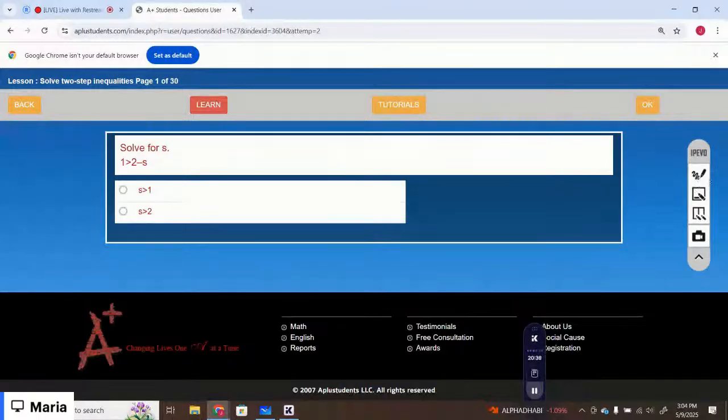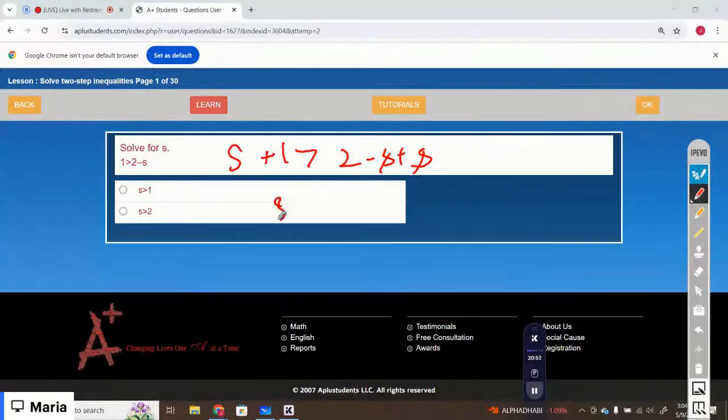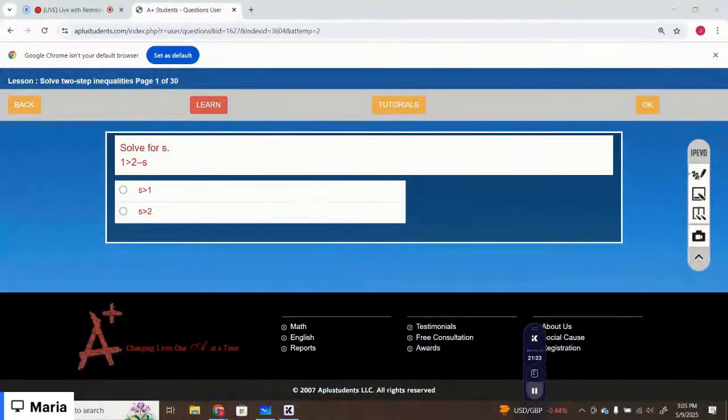Solve for S. 1 is greater than 2 minus S. So just add S to both sides, right? S minus S is cancelled. That is 1 plus S. Now subtract 1 from both sides. So that is S is greater than 1. Option number 1 is the correct option.